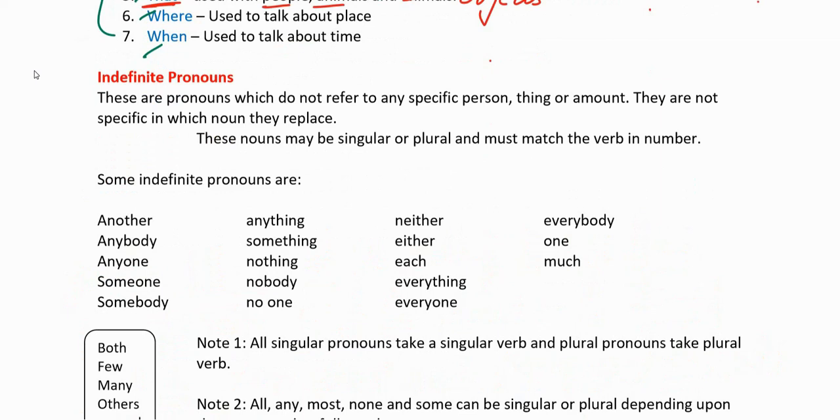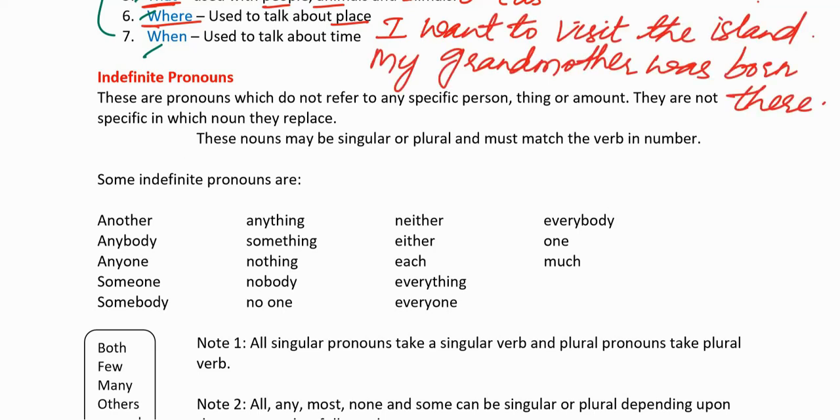The next relative pronoun is where. Now where is used to talk about the place. For example, if I say I want to visit an island, my grandmother was born in that island. Just let me write this down. Now these are the two sentences which are referring to the same place, and that is island.